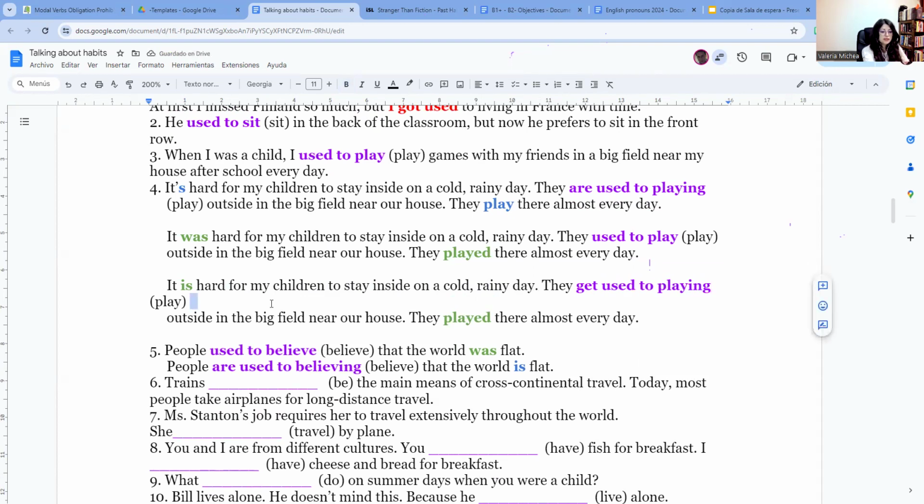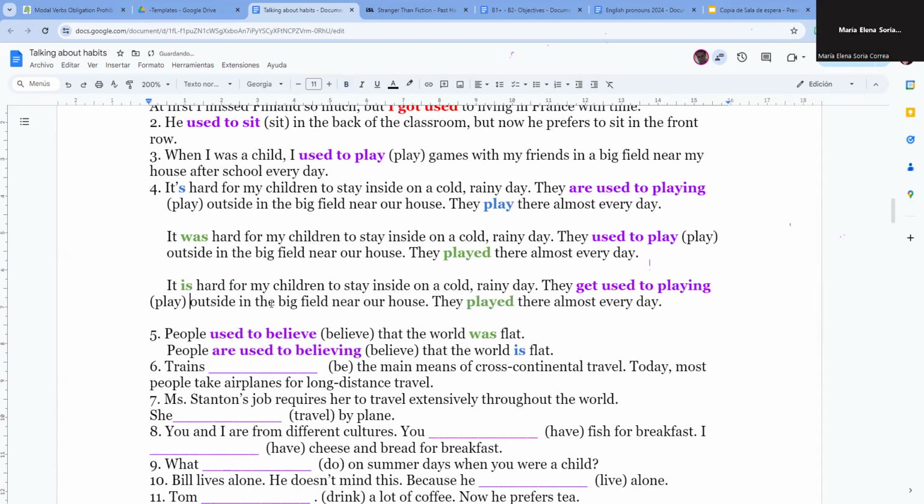outside. They play there almost every day. Oh, you're changing everything. All right, now let's see if it makes sense. Thank you, Maria Elena. It's hard for my children to stay outside on a cold rainy day. They get used to playing outside in the big field near our house. They play in there almost every day. Is this correct, guys? Who can help us here?